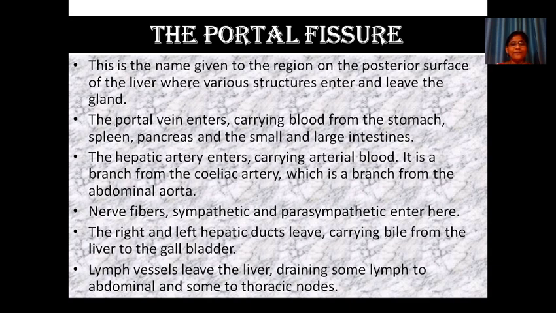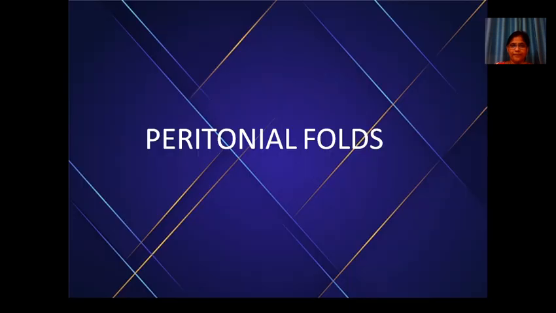And the right and left hepatic ducts leave, carrying bile from the liver to the gallbladder. That means it is leaving the liver. Okay. Next, lymph vessels leave the liver, draining some lymph to abdominal and some to thoracic nodes. That is the portal fissure. Okay.